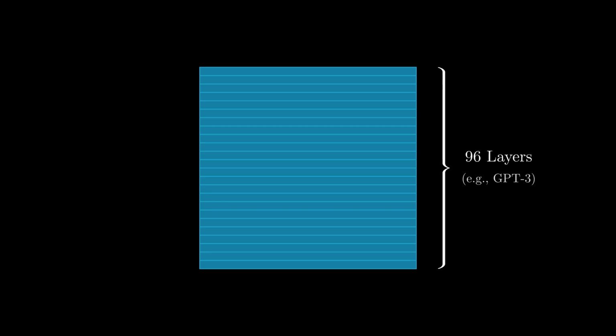This immense depth is a primary reason these models can build such a complex and nuanced understanding of language, moving from simple patterns to abstract reasoning. So, what is actually happening to our data as it makes this journey up the stack? Let's follow a single token's vector.